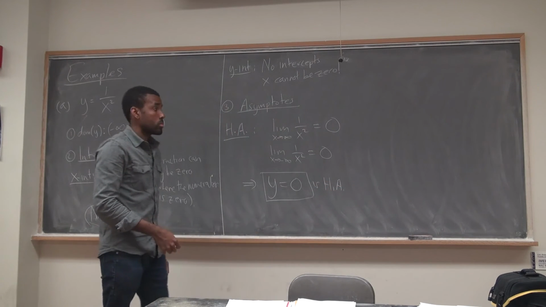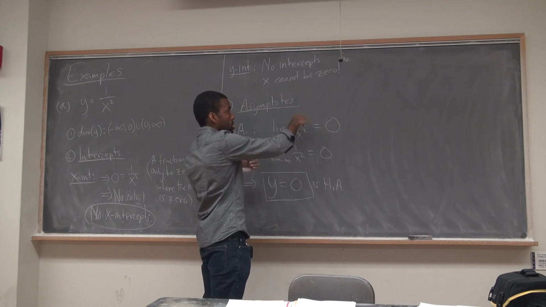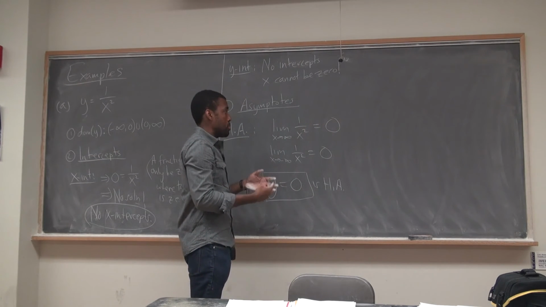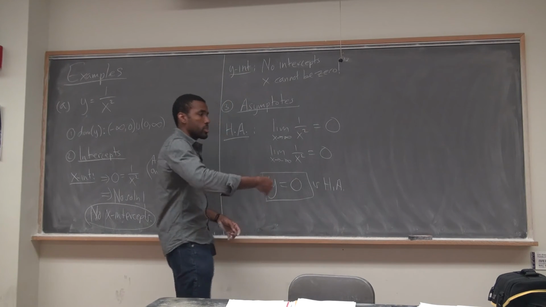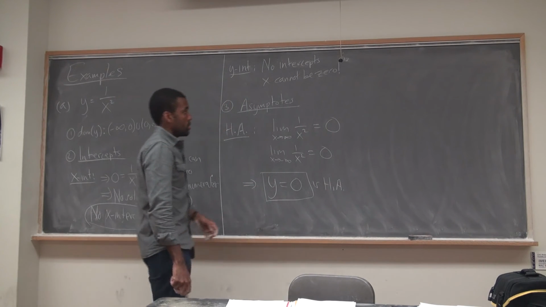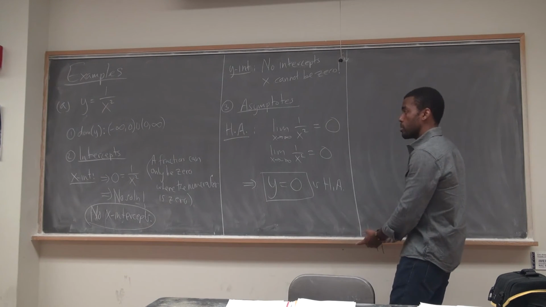Wait, how did you do that? The denominator is going to infinity, the numerator is staying where it is. So I'm taking a fraction where I'm dividing by bigger and bigger numbers. You'll get smaller and smaller numbers. So that's my horizontal asymptote.